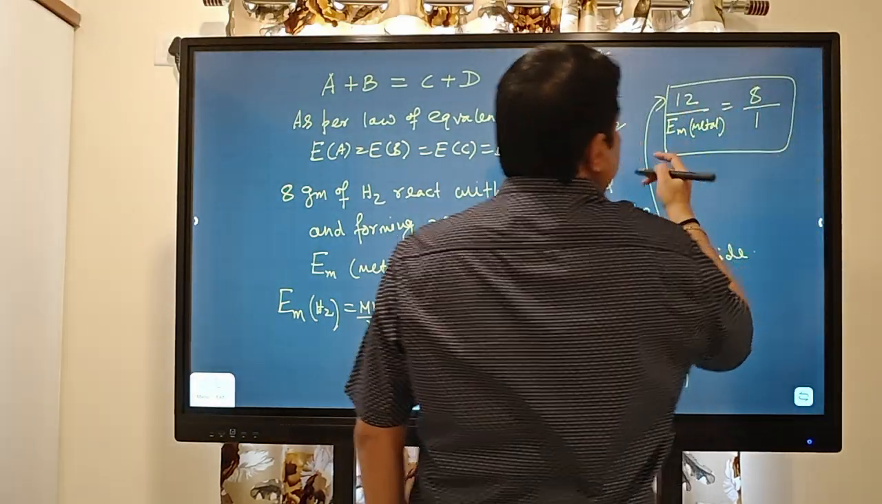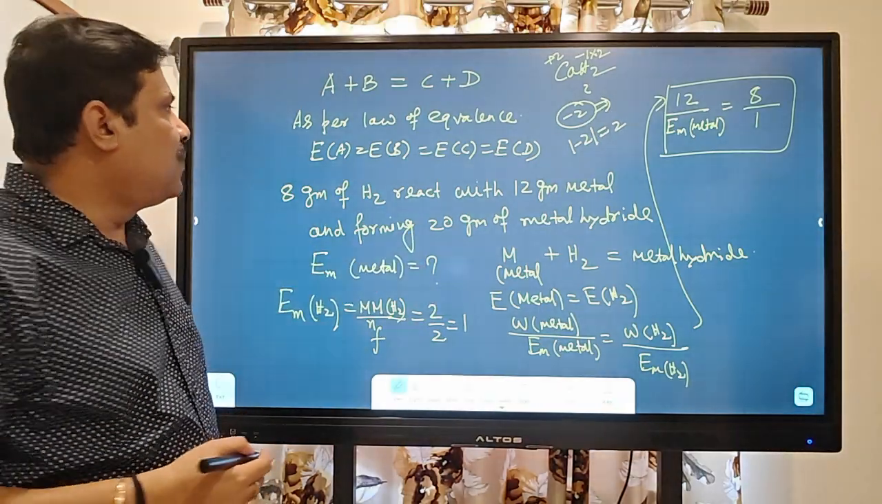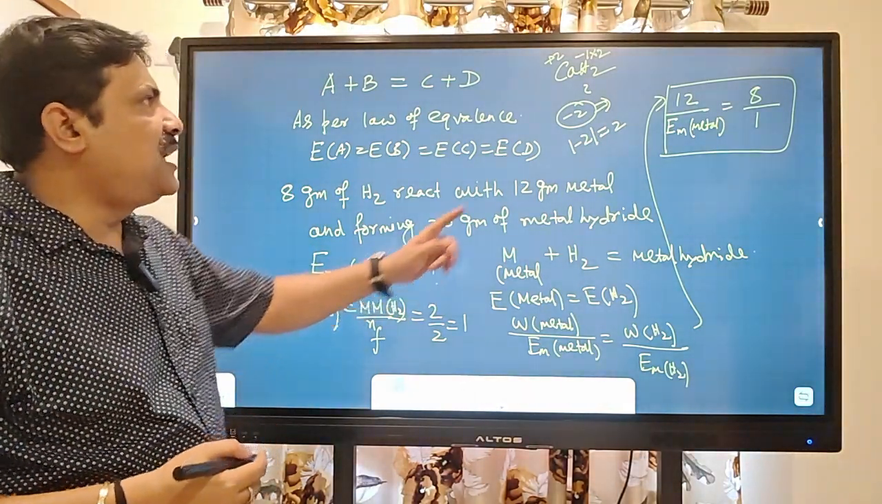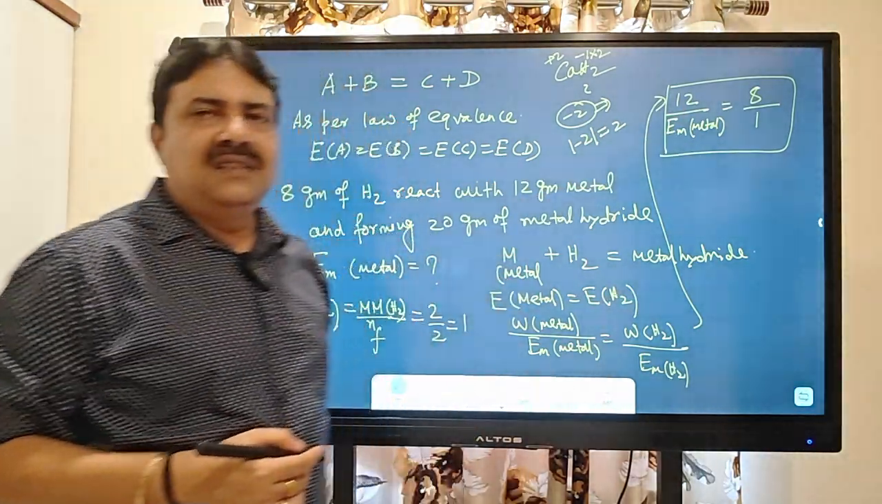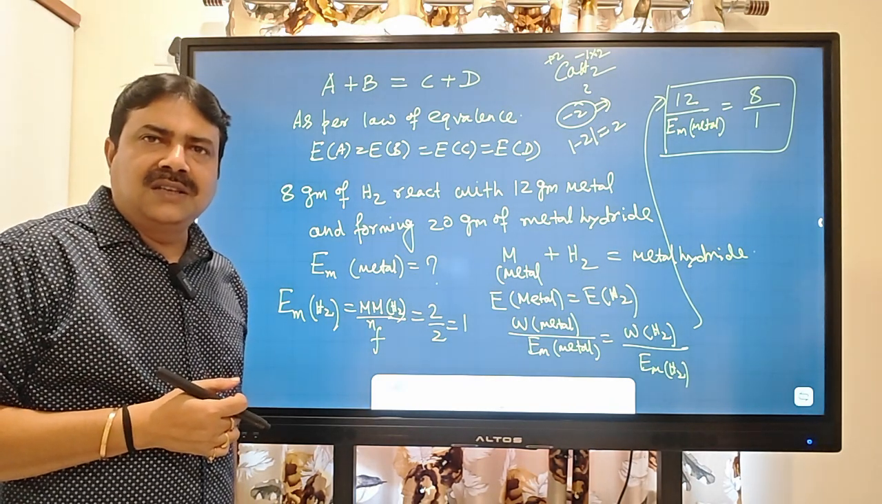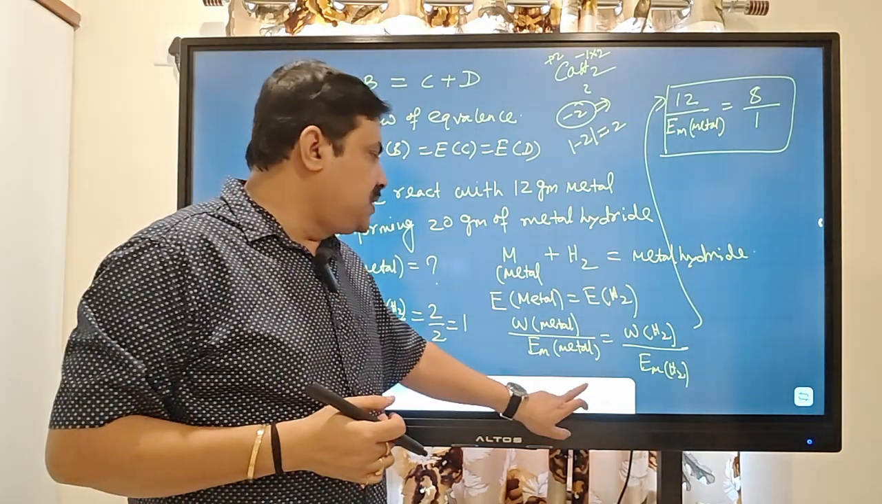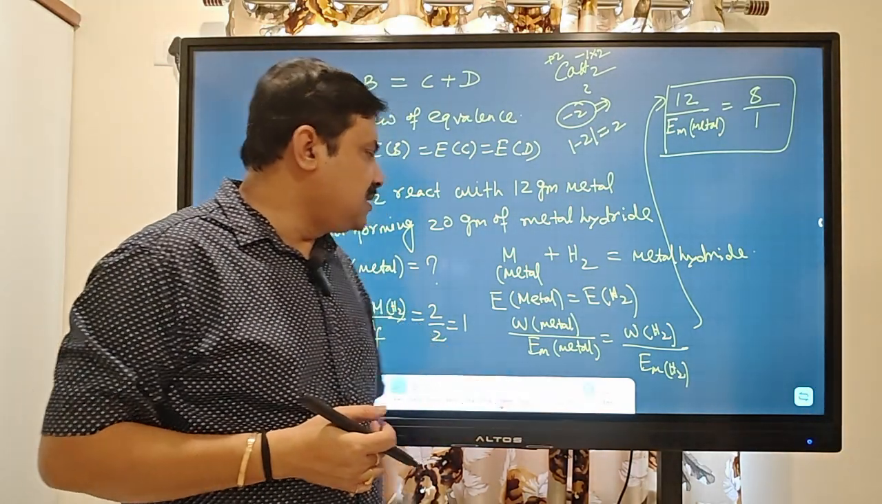If I keep the equivalent mass of hydrogen equal to 1 over here, then we get one equation with one unknown. We can find out what their question asks: the equivalent mass of the metal. From this equation you will easily get the value. Is it clear or not? Understood? Okay.